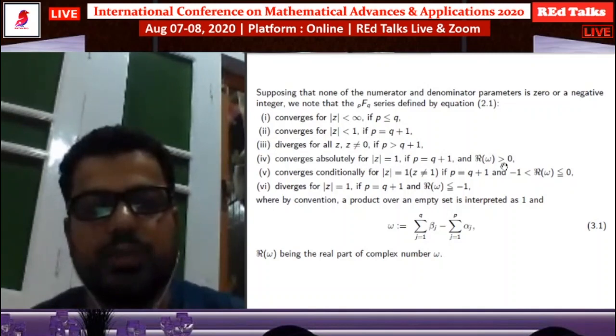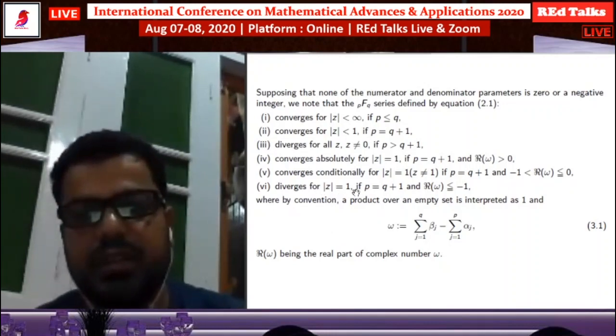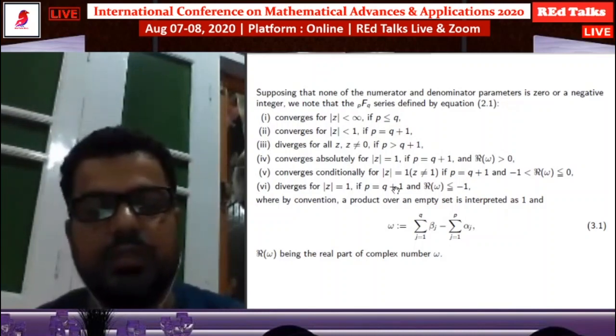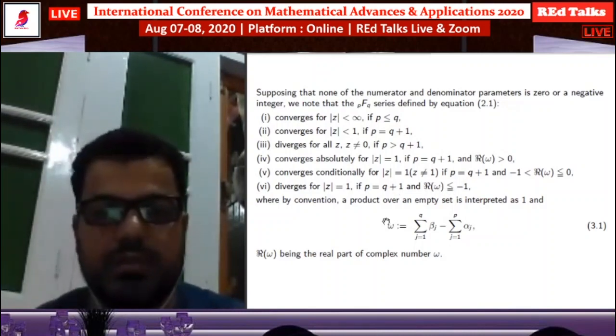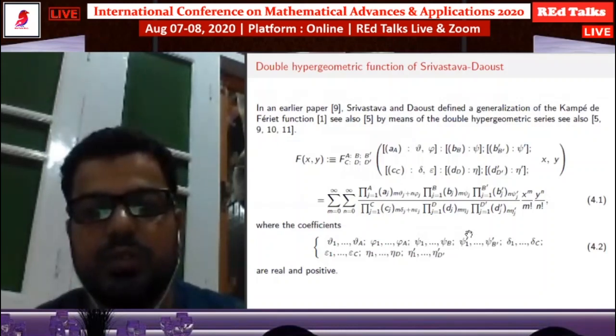The given series converges absolutely for mod z equal to 1 if p is equal to q plus 1 and real part of omega is greater than 0. The given series converges conditionally for mod z equal to 1 where z is not equal to 1 if p is equal to q plus 1 and the real part of omega lies between minus 1 and 0. The given series diverges for mod z equal to 1 if p is equal to q plus 1 where real part of omega is less than or equal to minus 1. Omega is equal to the summation of j from 1 to q of beta j minus the summation of j from 1 to p of alpha j.